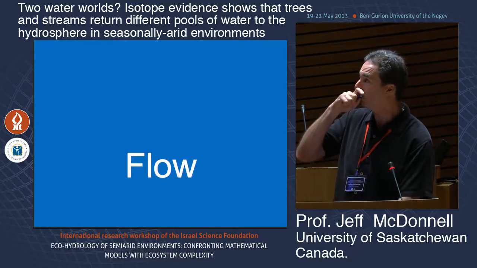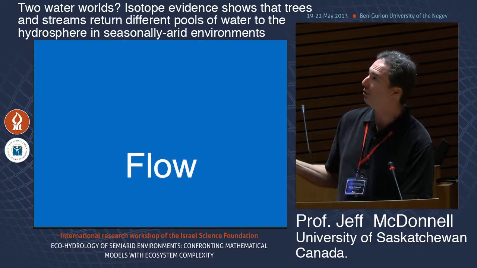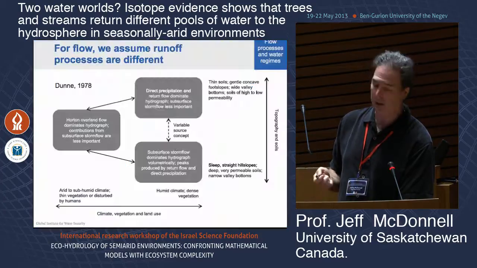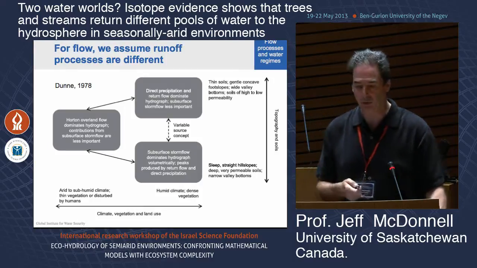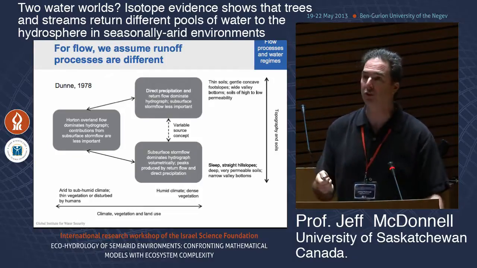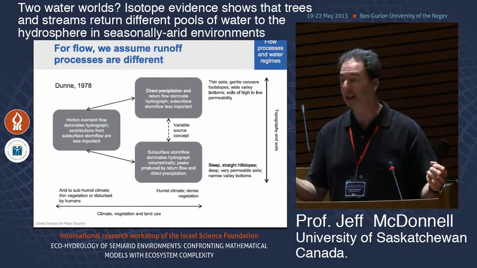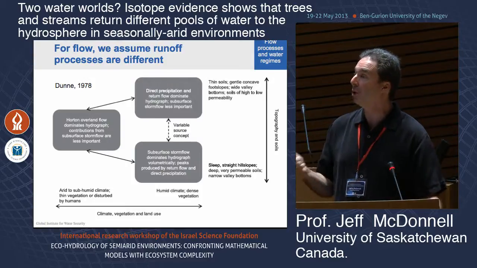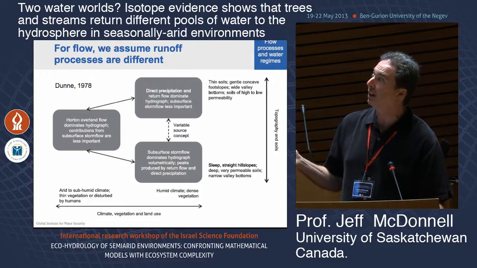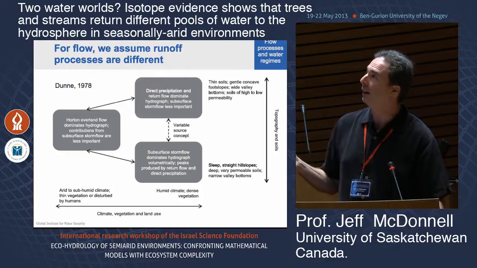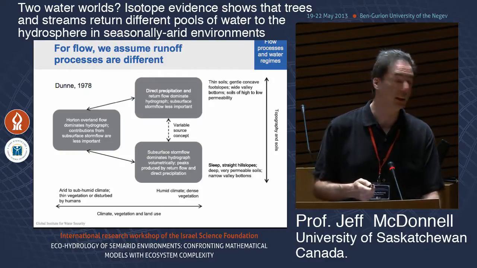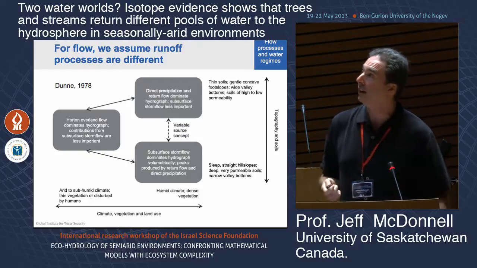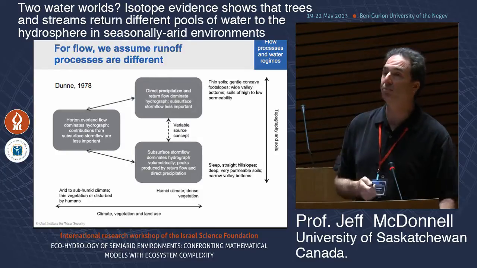Now, in terms of flow processes, I wanted to maybe talk a little bit about runoff response. Interestingly, whereas on the plant side we assume a single reservoir, and we've seen now multiple water worlds, if you like, on the runoff side we assume multiple runoff mechanisms. In fact, this is a classic diagram from Dunne '78. It's been built upon for many decades.